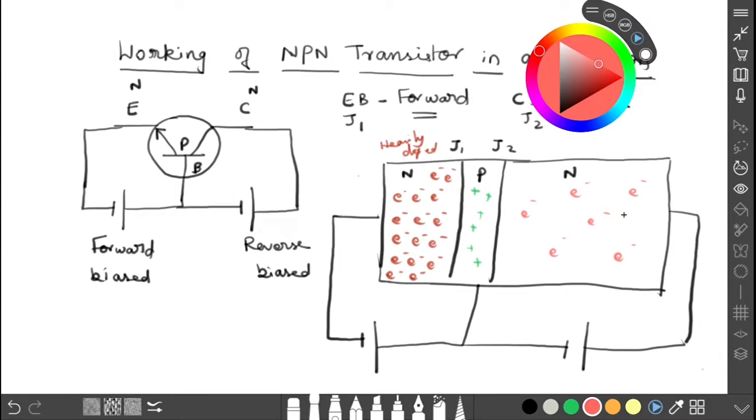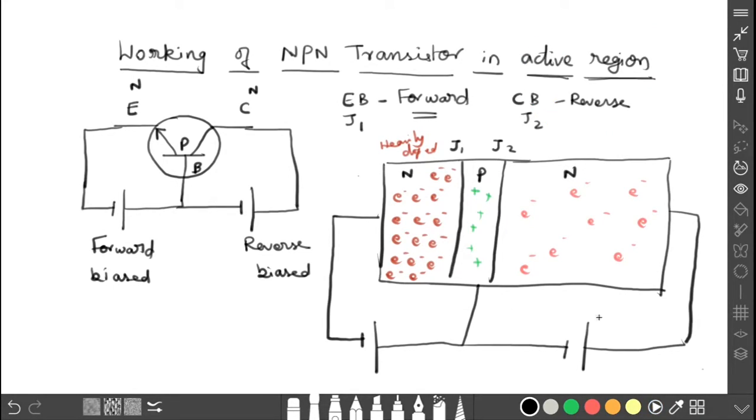So this is the part of the collector, right? This is what I mentioned as the charge carriers, and how they will be present in this NPN transistor. The next part is how it will be connected. This is the forward biasing. This is the negative terminal and this is the positive terminal, and here this is negative and this is positive. First, let us discuss the first junction.